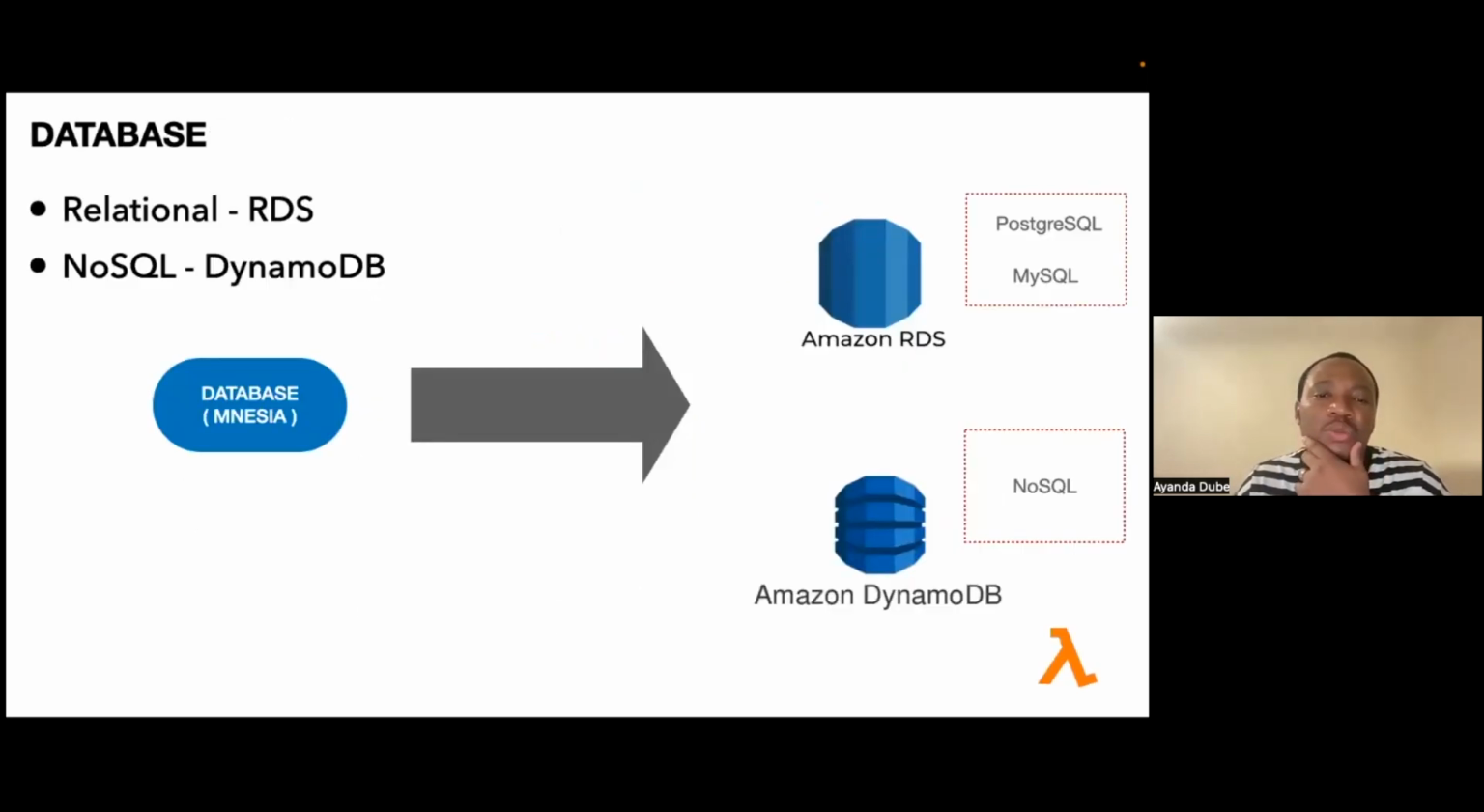AWS provides you with the RDS service and DynamoDB. I'm sure most of you have already used this. With RDS, for your relational data, you've got PostgreSQL and MySQL services provided there. And with Dynamo, you've got a NoSQL-like database. So these are things that you can use off the shelf. I guess for something like Mnesia, you could map some of the data to relational, and some of it to NoSQL on DynamoDB.